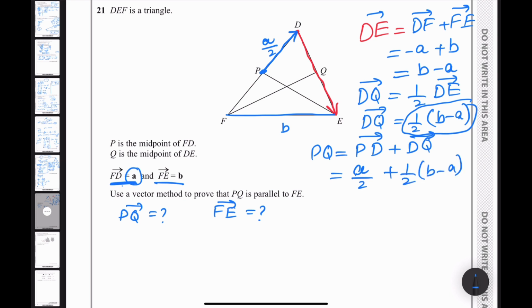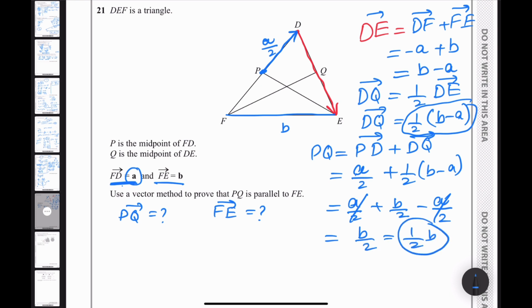Let's solve it. It'll be A over 2 plus B by 2 minus A by 2. Now A by 2 minus A by 2 will get cancelled and it will become B by 2. That can be written as half of B. So that is PQ. PQ is half of B, and FE is equal to B, which shows that these two vectors are parallel.